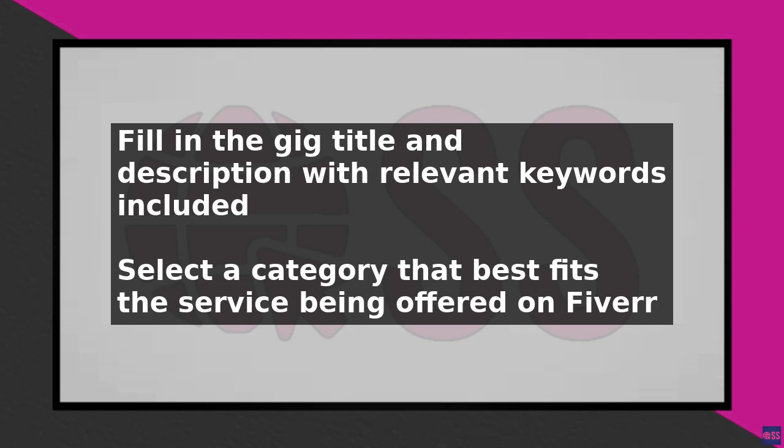Now, set your pricing. Fiverr gigs start at $5 per project, but you can offer different packages with varying levels of service. For example, you can offer a basic package for $5, a standard package for $15, and a premium package for $30. Add some visuals to your gig to make it more appealing.